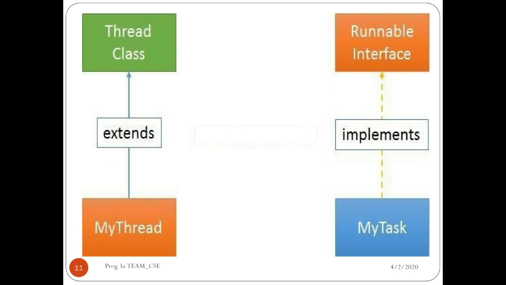In this example, you can understand that the Thread class can be extended by MyThread. MyThread is my user-defined class which extends the Thread class to create the thread. That is one way. Next, MyTask is a class, or it may be a function, which implements the Runnable interface. Here Runnable is an interface, and that interface is implemented by MyTask. This also creates the thread. So these are the 2 different ways a thread can be created. Next slide.